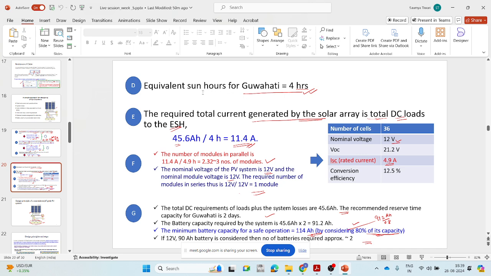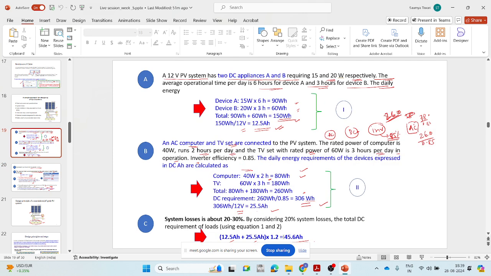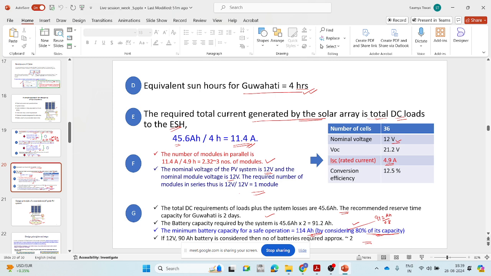Now say this whole load system is placed in Guwahati, where the sun hour is 4 hours. The total current generated by the solar array will be equal to your total DC load required. So the total DC load required is this. The current generated by the solar array is for 4 hours, so for 1 hour you can calculate 11.4 ampere.